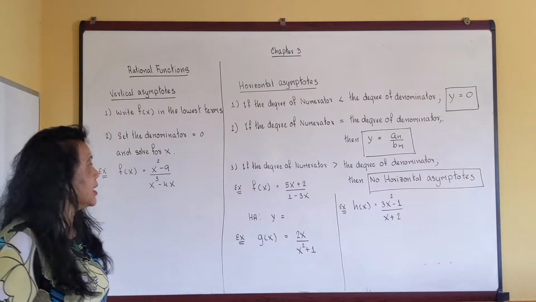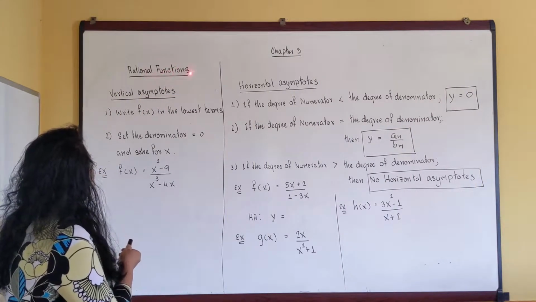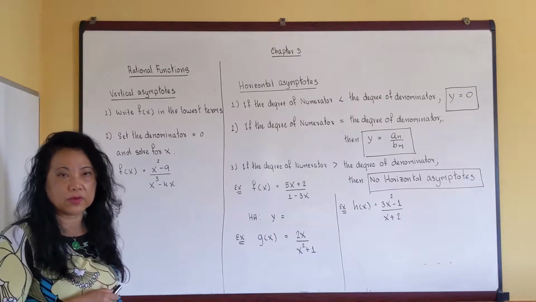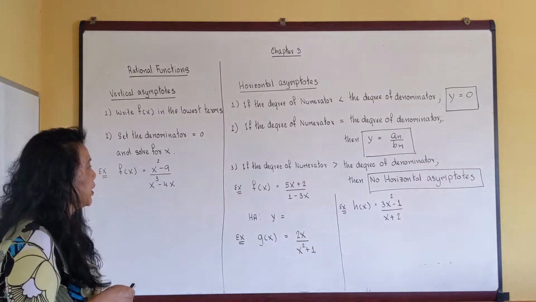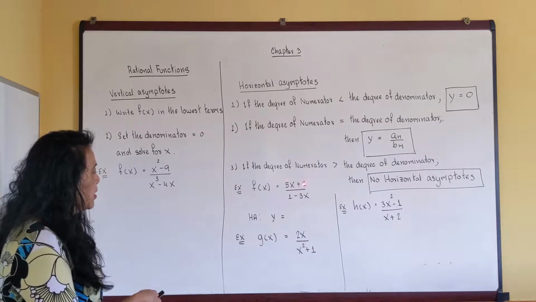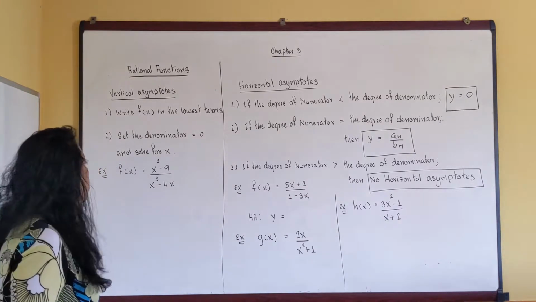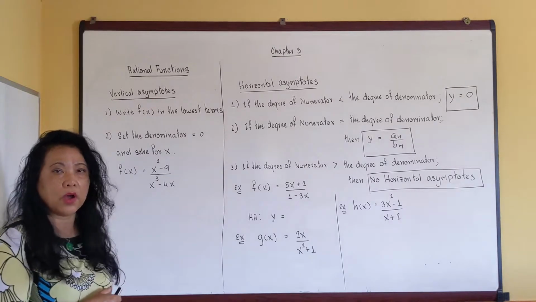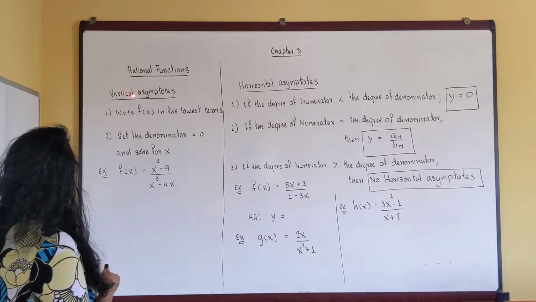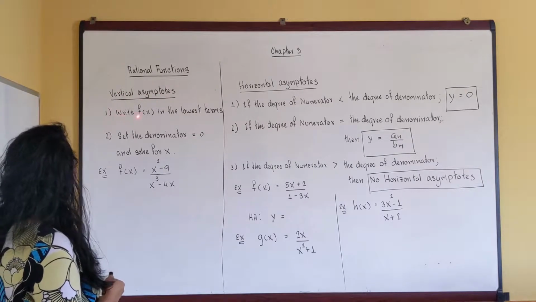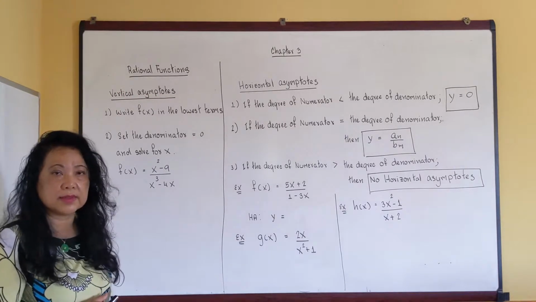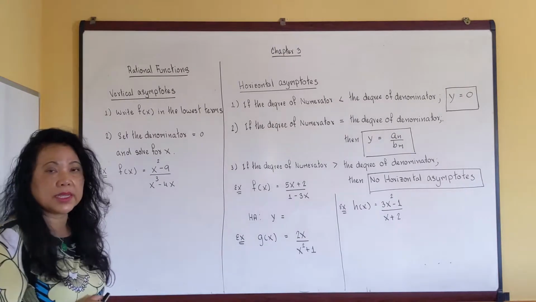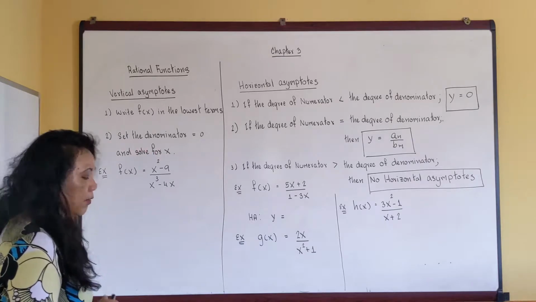Let's continue our next section. Rational function. When you say rational function, you have polynomial over polynomial. So you have polynomial on the numerator and polynomial on the denominator. So we want to find a vertical and horizontal asymptote here. For the vertical asymptote, first you need to write the function in the lowest term. If you can reduce it, and then set the denominator equal to 0 and then solve for x.